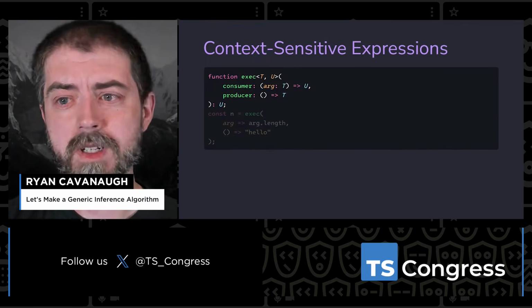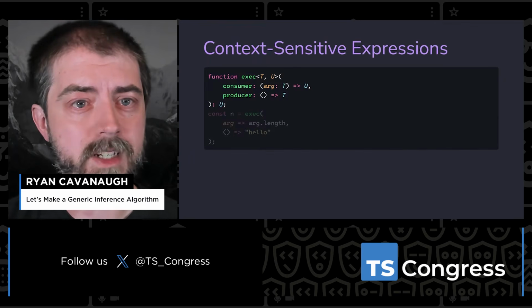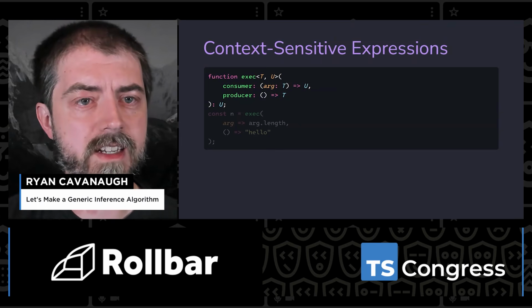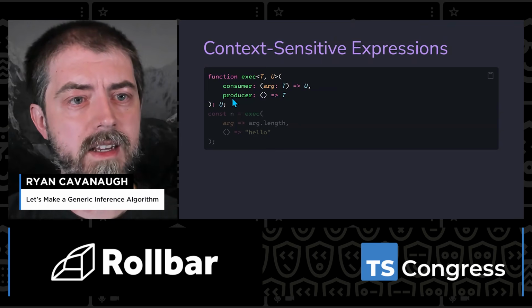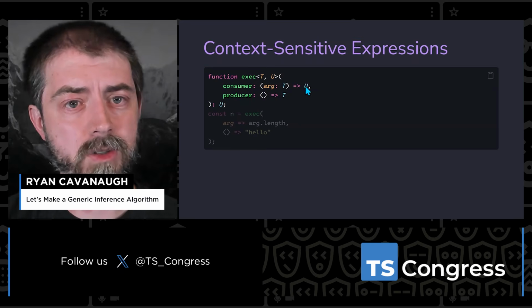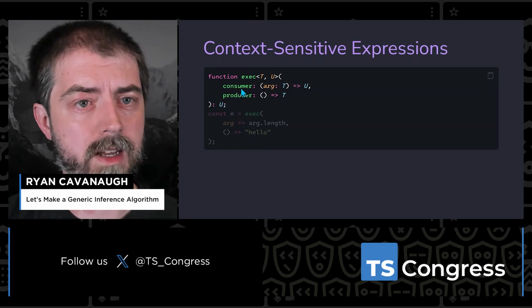Lastly, I want to talk about what we call context sensitivity. It's a bit of a mouthful. I have a new function for you here, which is exec of t and u. It has a producer argument that produces a t. It has a consumer that takes a t and produces a u. And then it returns the u that your consumer produced.